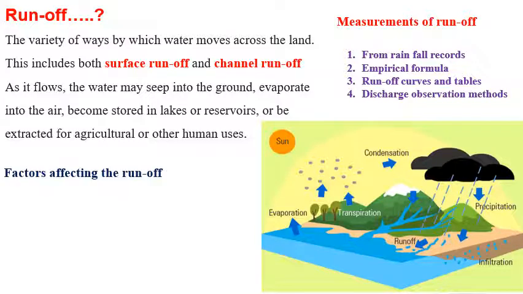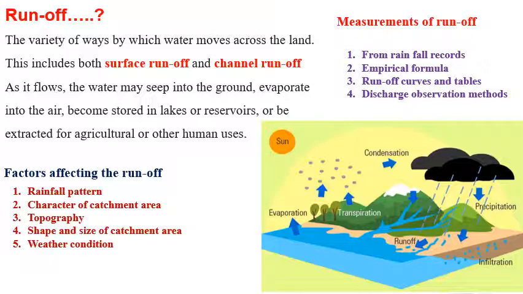Then there are some factors which affect this runoff. These are rainfall pattern, how rain will fall in a particular region. It will vary from region to region, so that is a very important factor. Then the character of the catchment area, the topography of that particular land, the shape and size of that catchment area, and even weather condition is also going to affect the runoff. Okay, next we will discuss hydrograph.